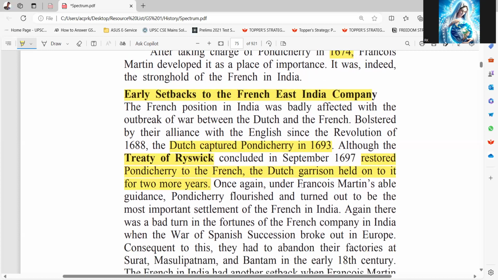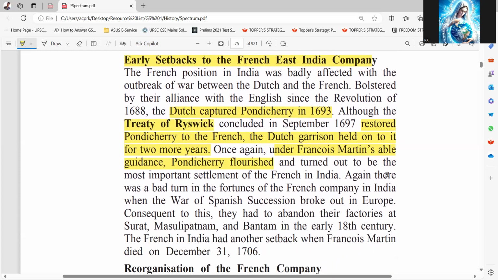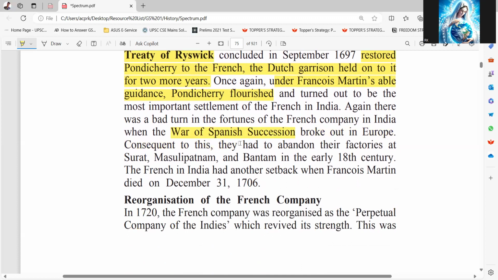Once again, under Francois Martin's able guidance, Pondicherry flourished and turned out to be the most important settlement of the French in India. Again, there was a bad turn in the fortunes of the French company in India when the War of Spanish Succession broke out in Europe. Consequently, they had to abandon their factories at Surat, Masulipatanam, and Bantam in the early 18th century. The French in India had another setback when Francois Martin died on December 31, 1706.